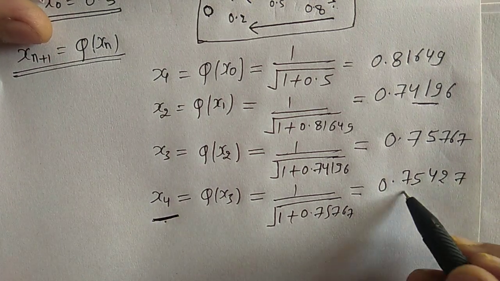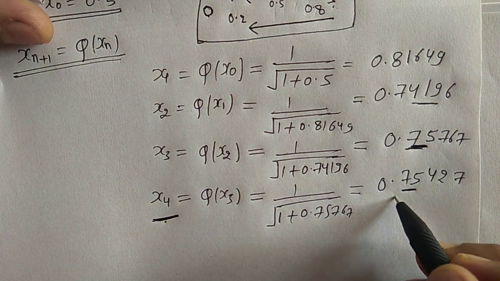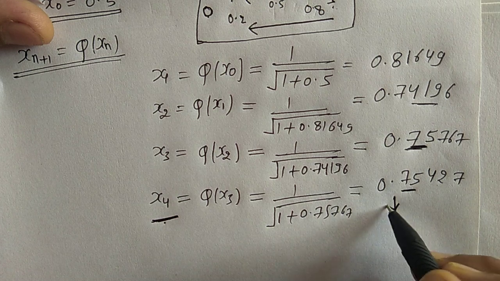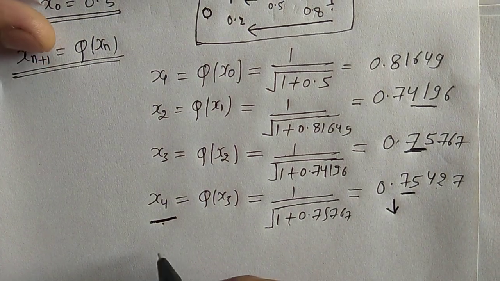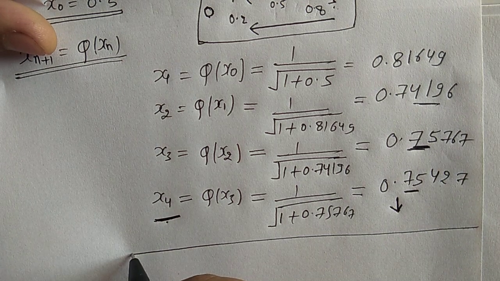We got accuracy up to 2 decimal places only. If you keep on moving, we may get accuracy up to 3 or 4 decimal places. So this was the concept about fixed point iteration.